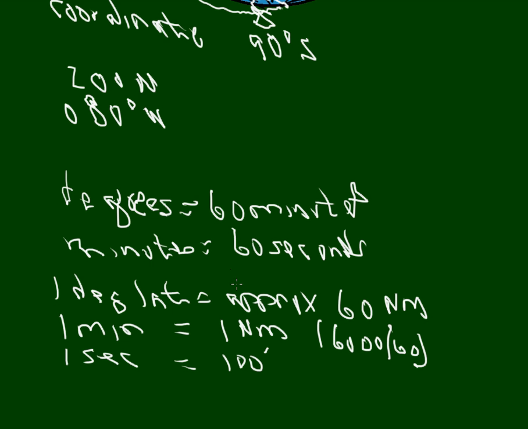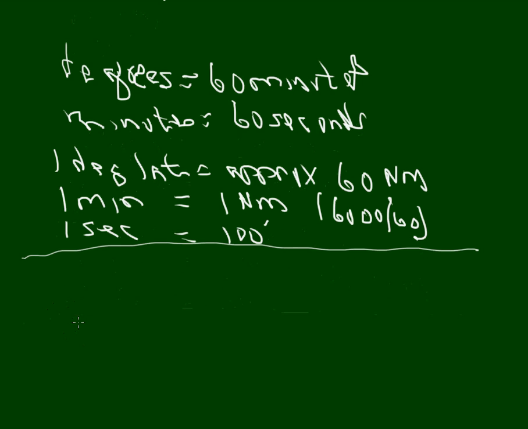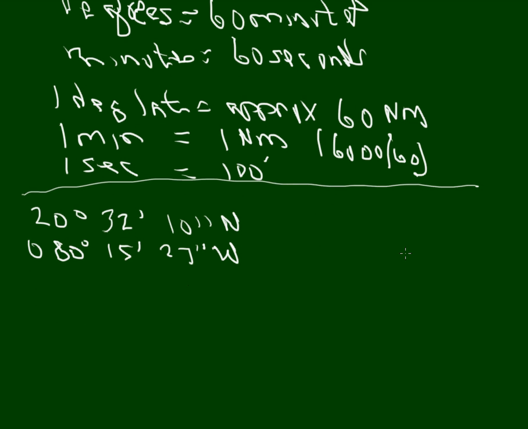So let's look at a particular coordinate. Let's say we are at 20 degrees, 32 minutes, and 10 seconds north and 080 degrees, 15 minutes and 27 seconds west. So here is our coordinate given in degrees, minutes, and seconds. So that is a common way of stating a GPS or a lat-long coordinate.